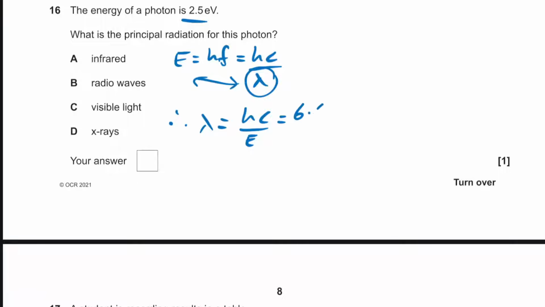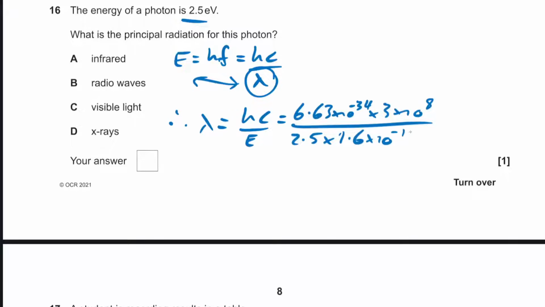So that's equal to 6.64 times 10 to the minus 34 times by 3 times 10 to the 8. Sure, let's cancel some powers. Divided by 2.5, but it's electron volts, so that's times by 1.6 times 10 to the minus 19. Yeah, let's cancel some powers of 10. Why not? We've got nothing better to do with our time, do we? So, minus 19 on top, but we're dividing, so we're going to add 19 on top, so that gives us 27. Minus 34 plus 27, well, that's just going to give us minus 7.